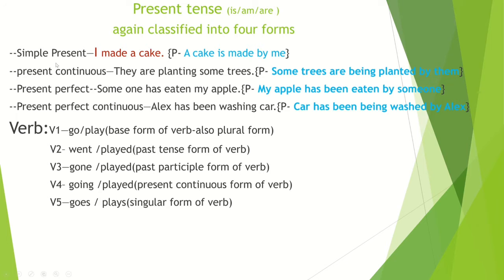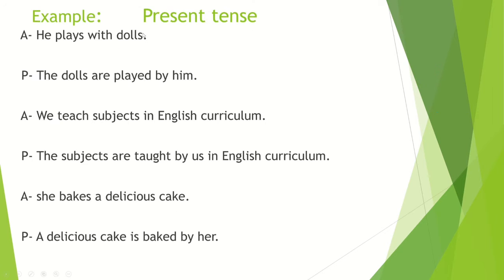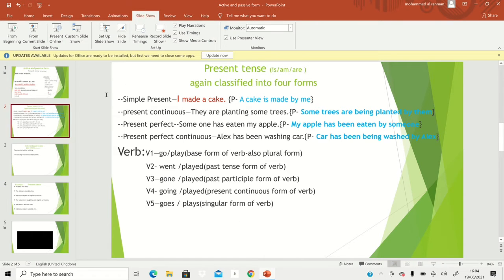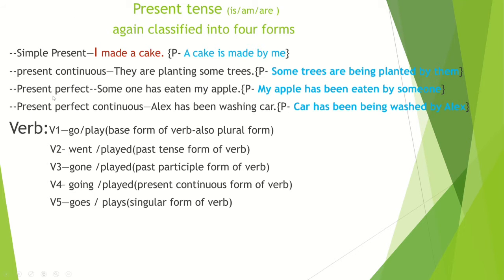Look over here. The present tense is again divided into four main types. That is simple present, present perfect, present continuous, and lastly present perfect continuous. I have written so many sentences that I will explain to you later.